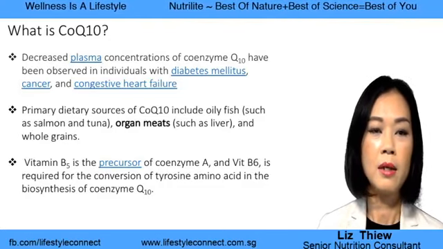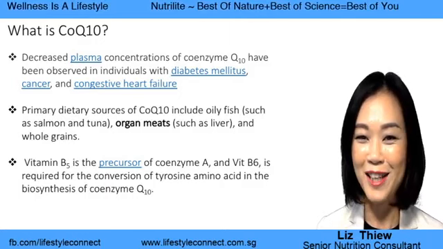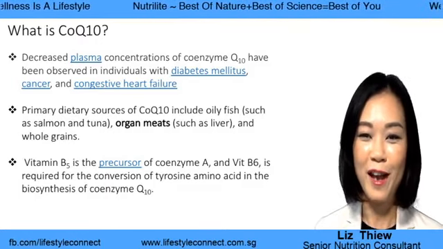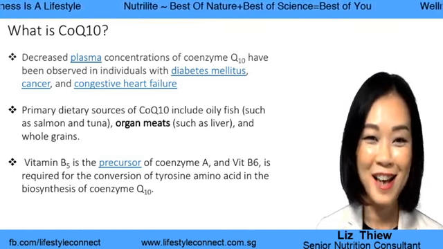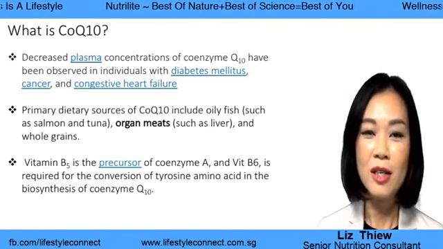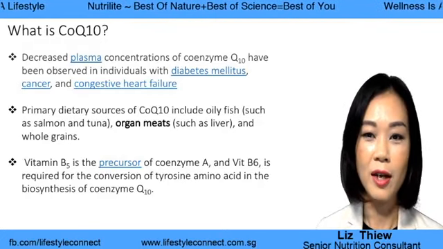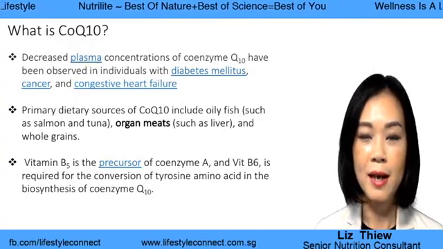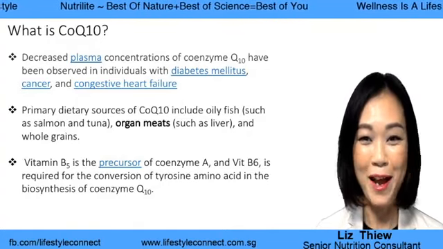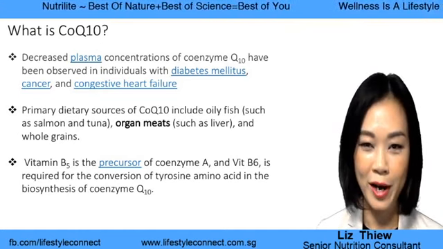Okay, so the primary dietary source of Q10, how do you get Q10 in your diet? Through oily fish. Okay, oily fish like what? Salmon, tuna, cod, mackerel. So these are oily fish. They give you Q10. Okay, and organ meats like liver, heart, a pig heart, a beef heart, you know, and some whole grains.